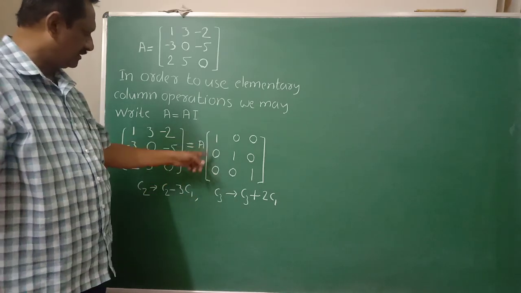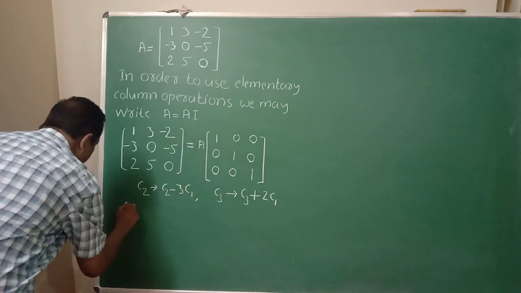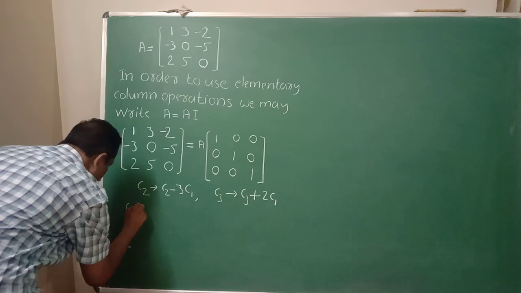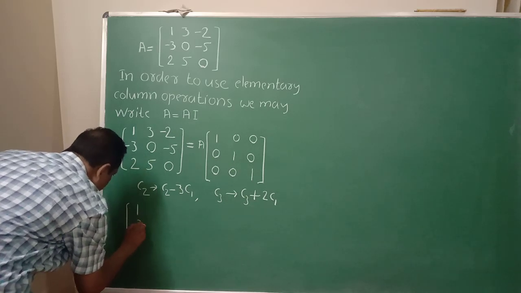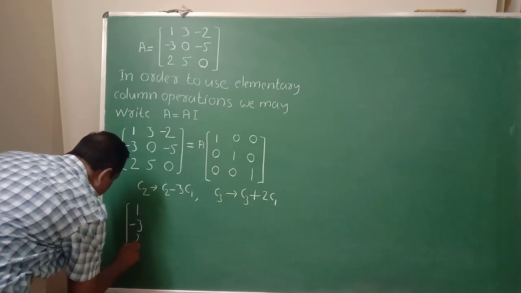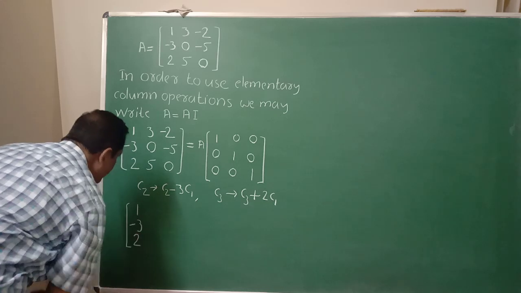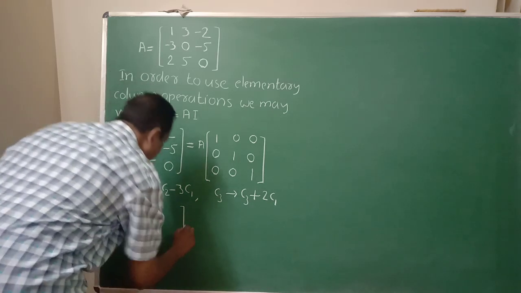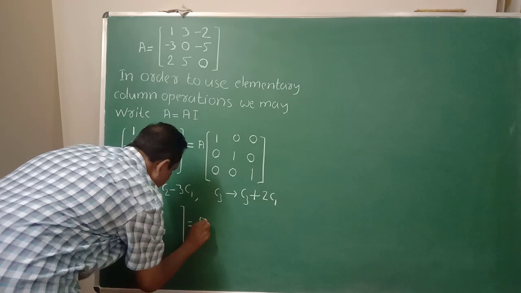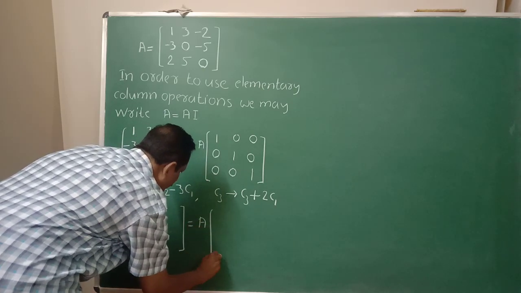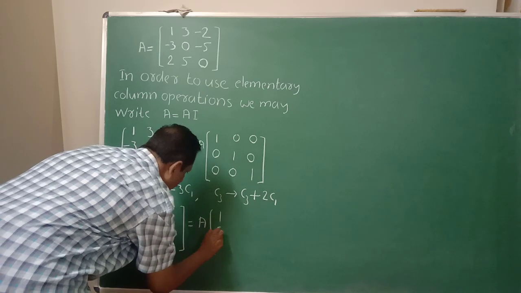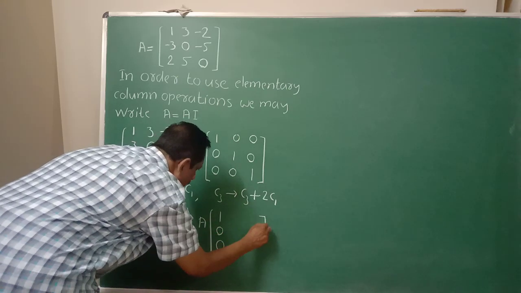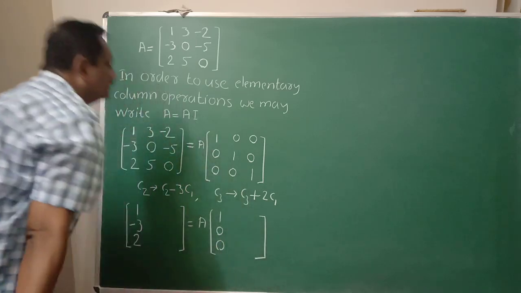First column, write as it is. So therefore 1, minus 3 into... so 1, minus of 3 plus 2 right here. So similarly in the RHS, A into the first column 1, 0 and 0. So the second column and third column change.